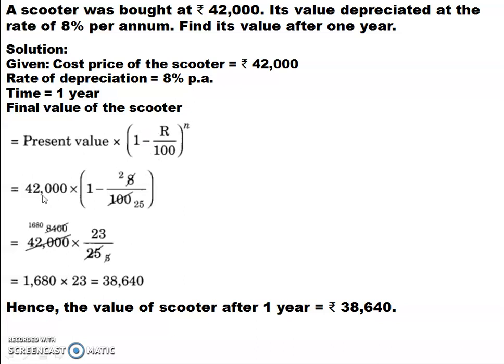The present value is 42,000. 1 minus R is 8, 8 by 100. I told you 8 by 100 can be reduced by 4. If you reduce it with 4, you will get 2 by 25. 1 minus 2 by 25 is 23 by 25. So 42,000 into 23 by 25 is 38,640. Hence the value of scooter after 1 year is equal to 38,640. By this we wind up this chapter of comparing quantities.